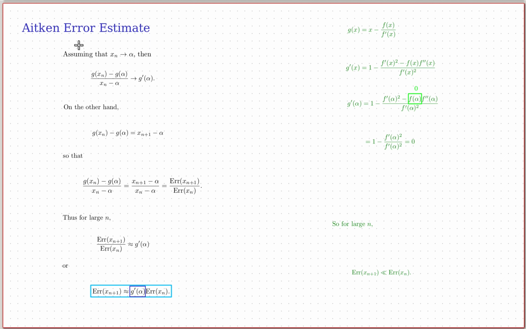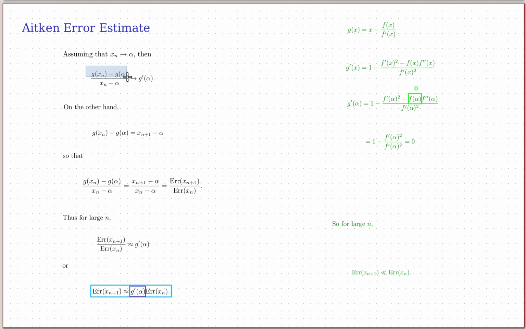Assuming that's true, then a conclusion we can draw is that if you look at the ratio g of xn minus g of alpha over xn minus alpha, well, look, that's just the formula for slope. It's the average slope between the point alpha and the point xn. And so as xn approaches alpha, this is going to approach the derivative of g at that point alpha. So if we have a convergent sequence, the sequence is converging as we hope it will, then we can conclude that this ratio, g of xn minus g of alpha over xn minus alpha, approaches g prime.